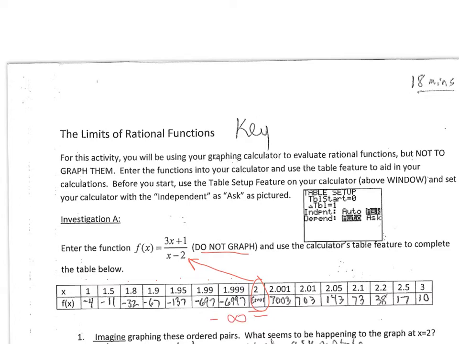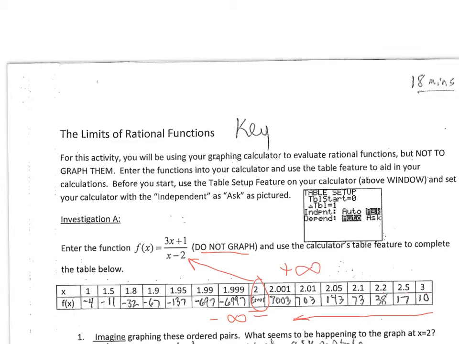Okay? Now, similarly, as we come in from the positive side towards 2, we go from 3, 2.5, 2.2, 2.1, etc. If we got to 2.001, 2.00001, we'd find that this one's growing and it's going towards positive infinity.